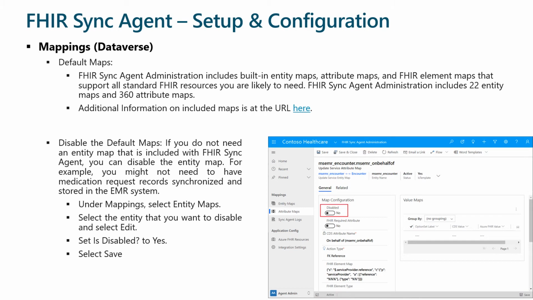If you do not need an entity map that is included with FHIR Sync Agent, you can disable the entity map. For example, you might not need to have a medication request record synchronized and stored in the EMR system. To disable that, open the FHIR Sync Agent administration app, go to the entity map, select the entity map for the medication request record, set the disabled flag to yes, and save the record. That would disable that particular map that you no longer need to sync with the EMR system.